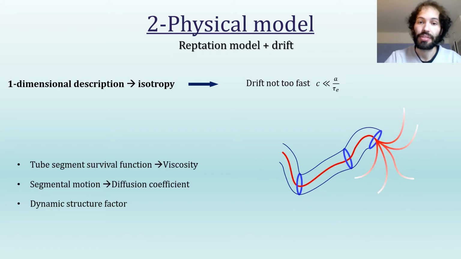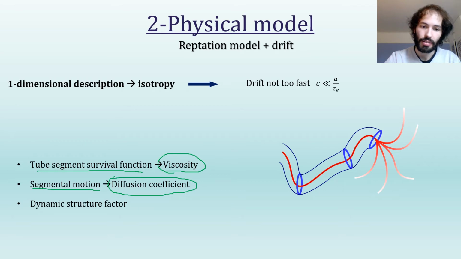Using this basic hypothesis and the mathematical tools of the reptation theory, we've been able to solve analytically the tube segment survival function and the tube survival function, both related with viscosity. We have also solved the segmental motion of this system that is related with the diffusion coefficient of the center of mass, or with the diffusion of the system. And finally, we have computed the dynamic structure factor that is very important in scattering experiments.